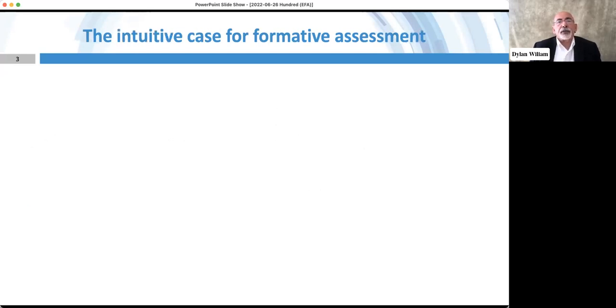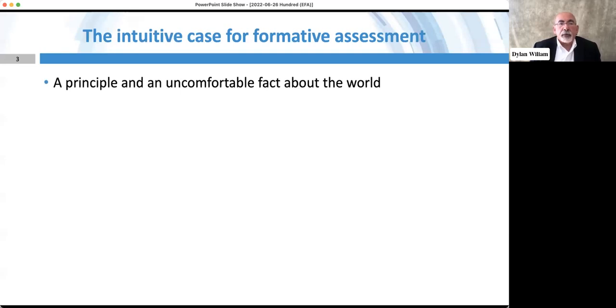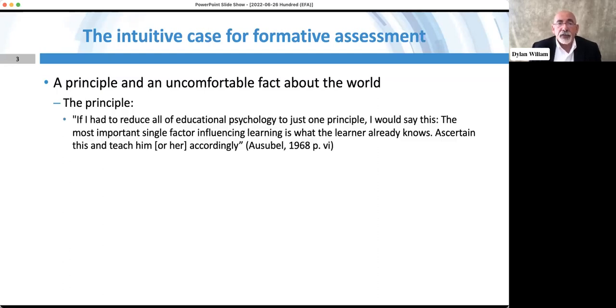There's also an intuitive case you could make, and it comes from a principle about learning and an uncomfortable fact about the world. The principle about learning comes from the work of David Ausubel, who over 50 years ago now said, if I had to reduce all of educational psychology to just one principle, I would say this: the most important single factor influencing learning is what the learner already knows. Ascertain this and teach accordingly. This is the point that Julia made. We should actually start from where the students are rather than where we'd like them to be.